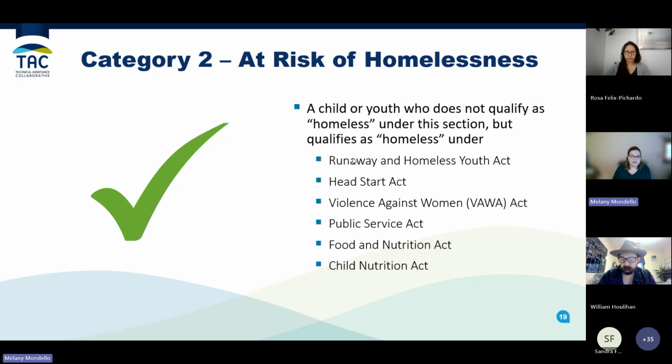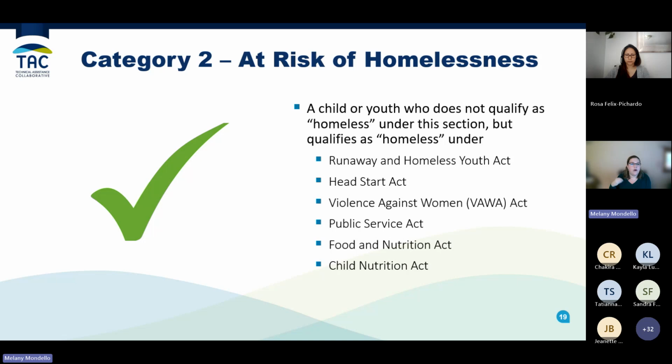It is not up to you to know these definitions. Your partners who are experts in this definition, they will know, and they will be your partners in helping to determine if someone meets that or not. So you don't have to be an expert in all of these. You would partner with the experts in RYE who can say, like, this is what that homeless definition is.